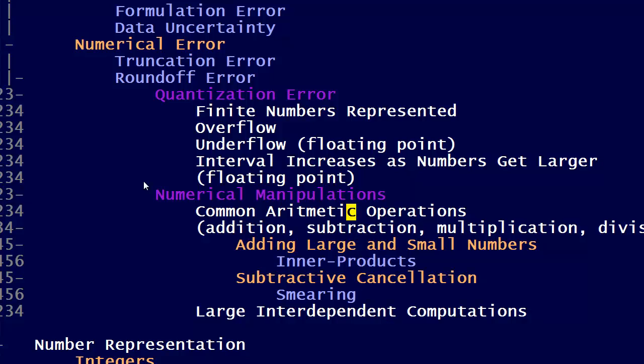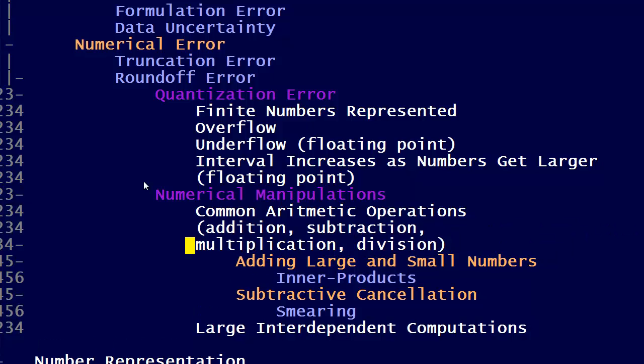First, we have common arithmetic operations, and we have division running off the page here. Let's just fix that here. Okay, we have common arithmetic operations: addition, subtraction, multiplication, division. All of these can induce numerical error and exacerbate it.